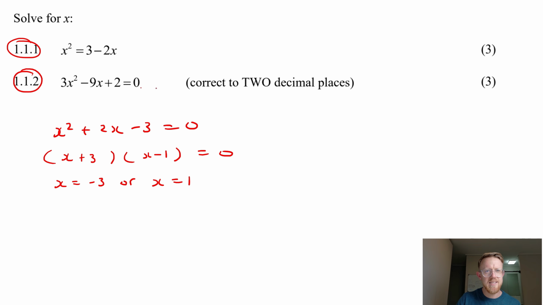This question here says correct to 2 decimal places. So that is a hint that you would need to use the quadratic formula. Now, step 1 with the quadratic formula is you want everything on the one side and the other side must be equal to 0, which we have. And so we can go write out the formula.